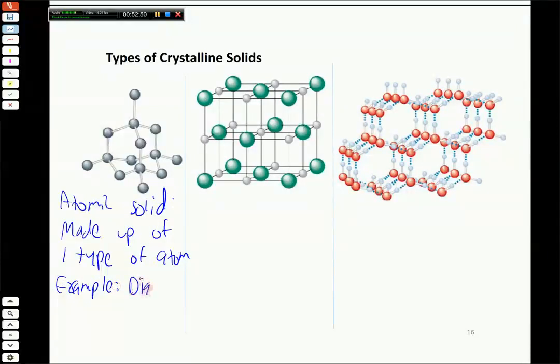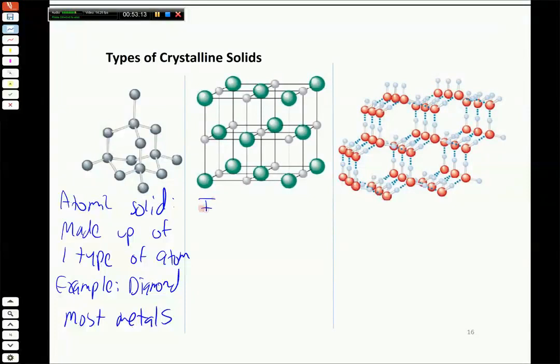So diamond is just a form of carbon. It's a crystalline solid where all of the lattice points are made up of carbon. And most metals are examples of atomic solids as well. So we're going to talk about the structures of a lot of metals as well. And most metals fall into the category of atomic solids. They're a solid made up of only one type of element or one type of atom.